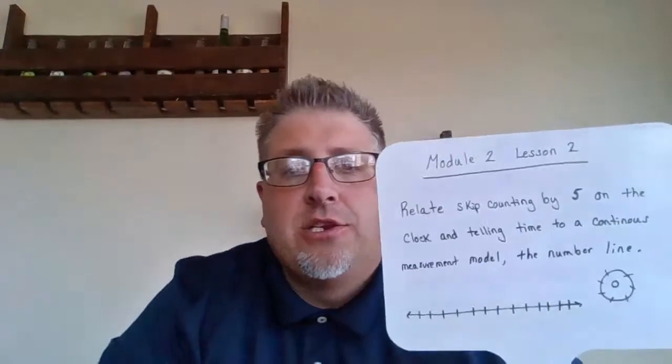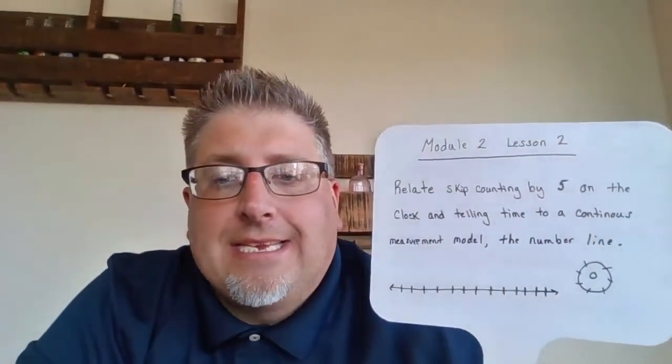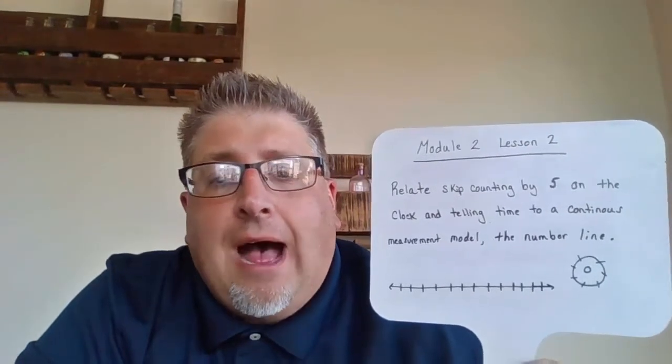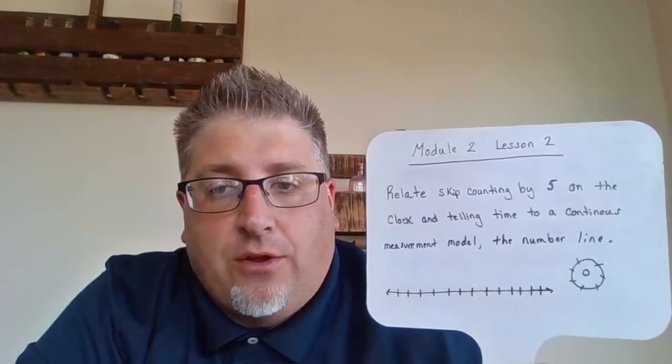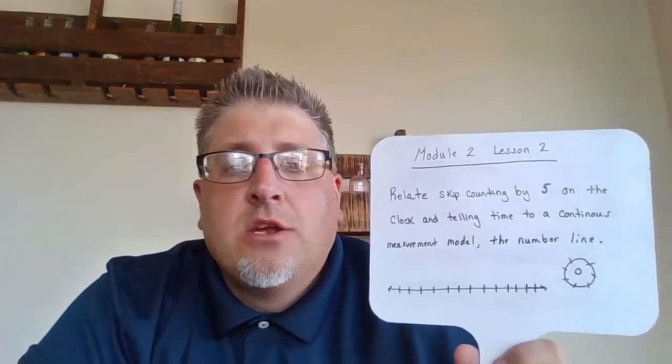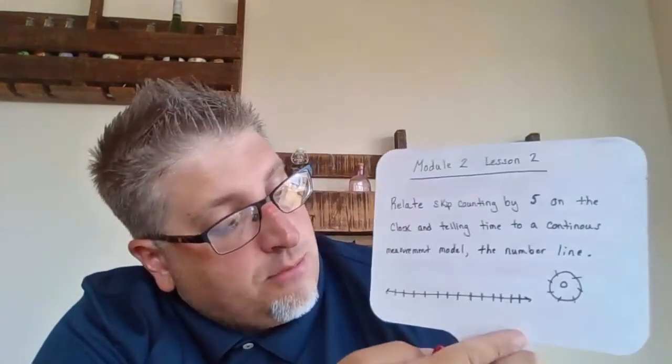Today we are tackling Module 2, Lesson 2. Our objective for today is to relate skip counting by 5 on the clock and telling time to a continuous measurement model, the number line. Today we're going to tell time, but we're going to use our number line right here.